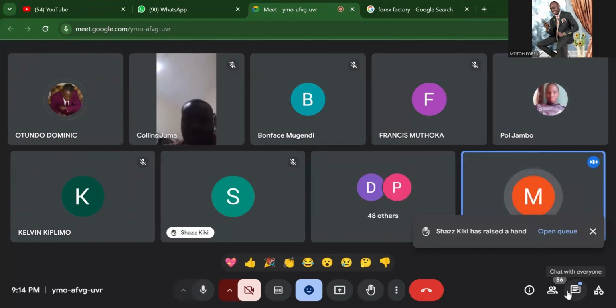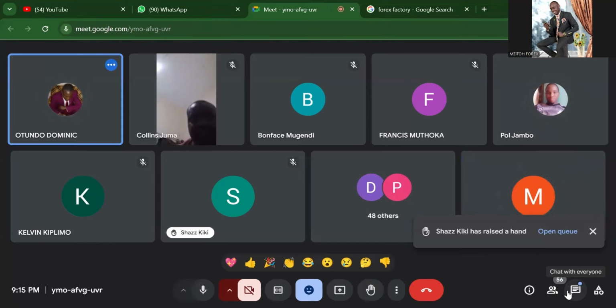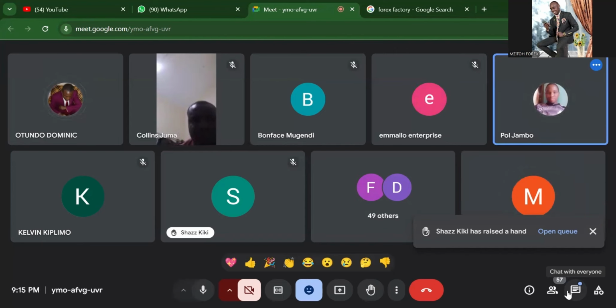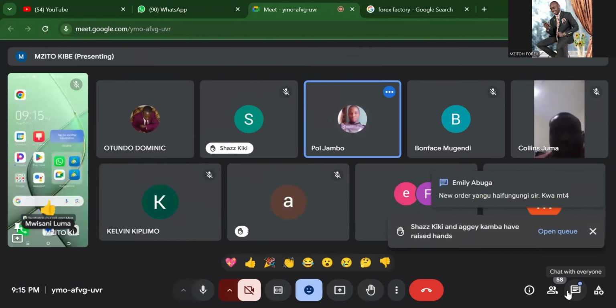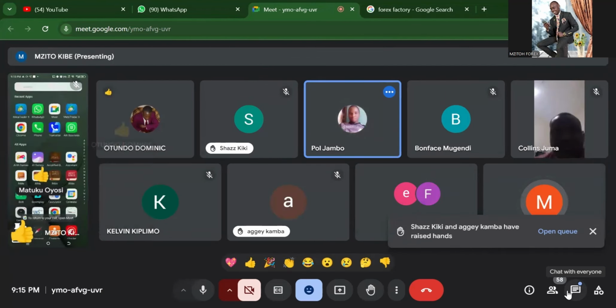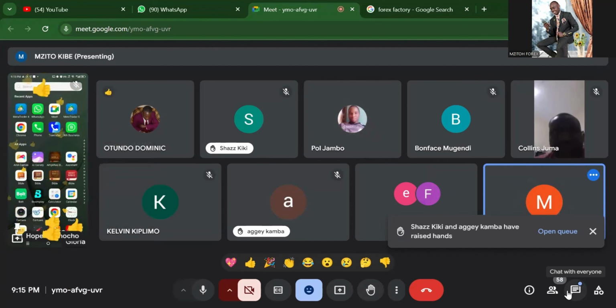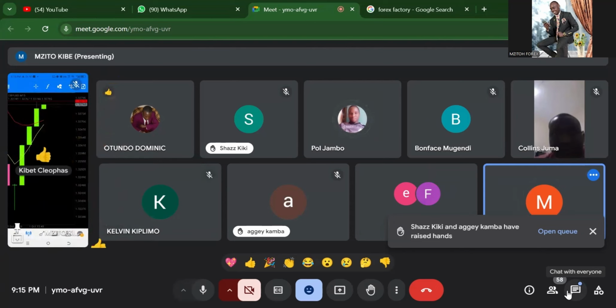So allow me to share the screen again. We are just using a demo account to do that. You will confirm to me if you are able to see my screen. If you are seeing my phone screen, kindly confirm. Let's use MT4 now. MT4 app is up there.